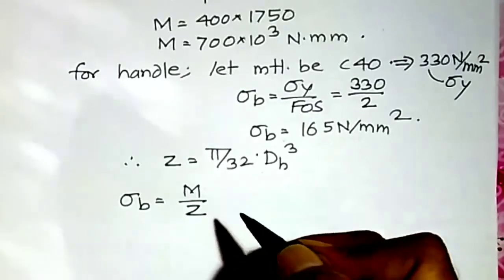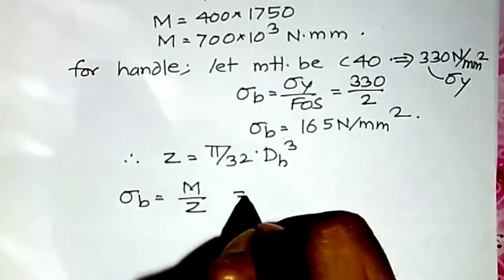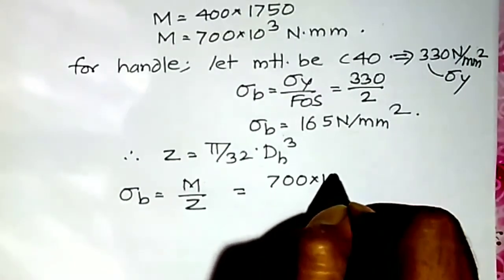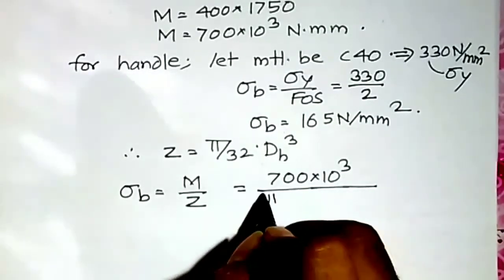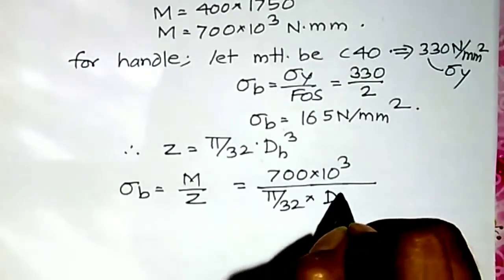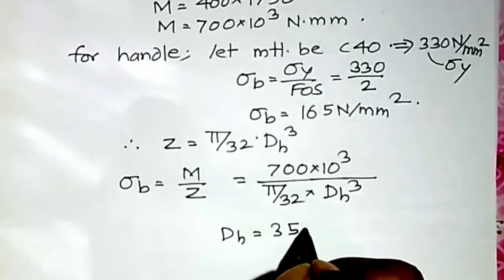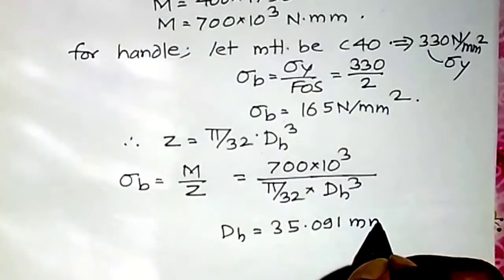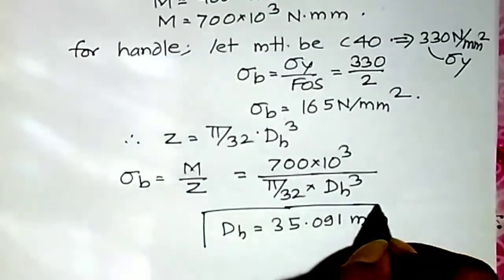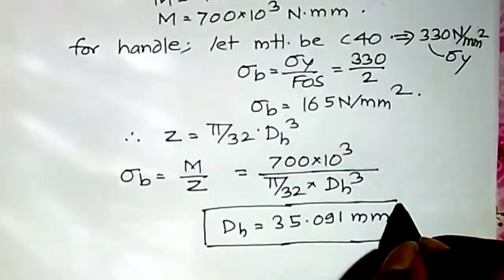So we know sigma b is equal to M by Z. M is already calculated, that is 700 into 10 raised to power 3 Newton millimeter, and Z for circular section is pi by 32 d raised to power 3. Therefore diameter of handle is 35 millimeter approximately. So this is how screw jack is designed.